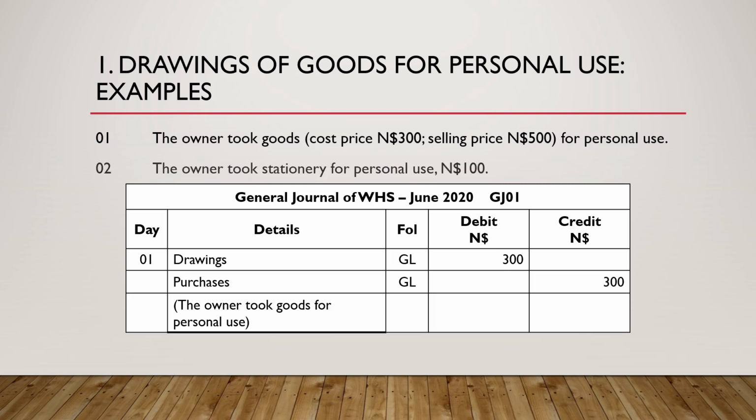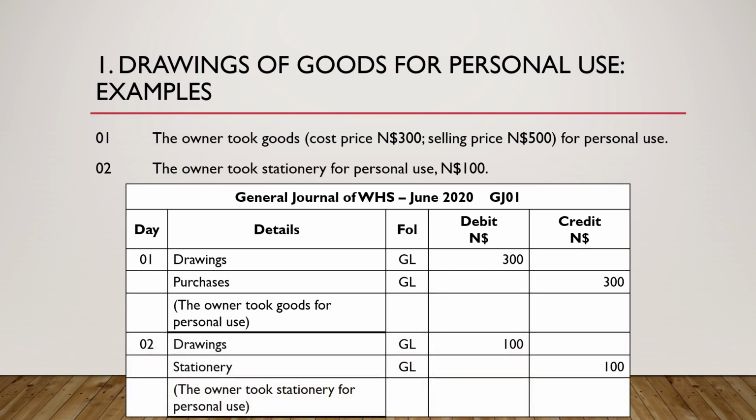One more example. On the second, the owner took stationery for personal use, $100 million. Account to debit is still drawings, $100 million. Account to credit, what was taken, stationery, $100 million, same amounts. And then your narration, the owner took stationery for personal use.